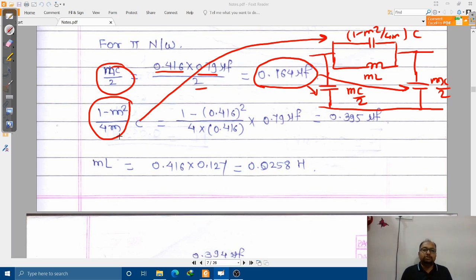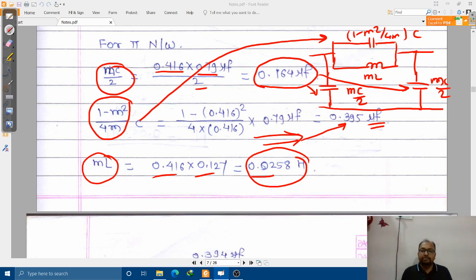So 1 minus m square divided by 4m into c, once I compute this, I will be getting 0.395 microfarads, and that will be written over here. Then lastly we are going to find out mL. M into L is nothing but 0.0258 henries, and that we are going to write at this position. So let us draw the circuit diagram.